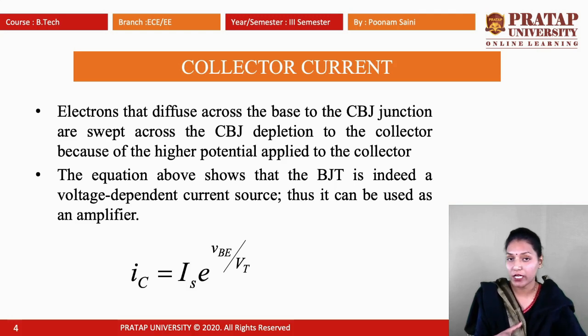This happens because we apply a high potential at the collector, and only because of this the BJT is known as a voltage-dependent current source. When we apply a higher potential, that means it is a voltage-dependent current source. That's why it is simply used as an amplifier. So IC is equal to IS e to the power VBE over VT.